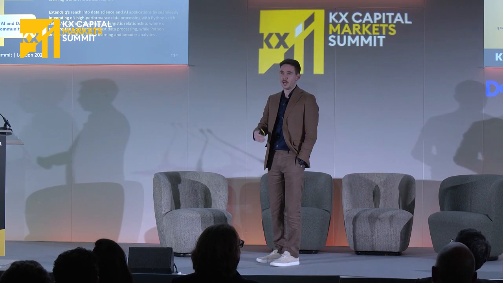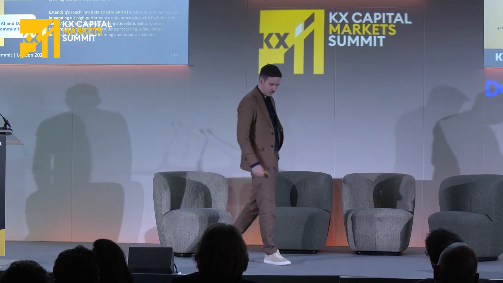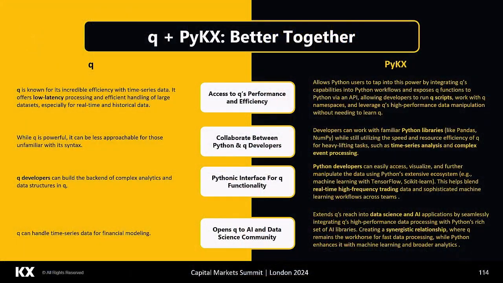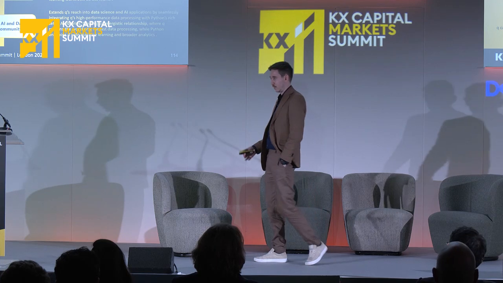As a Q developer, I can get access to the Python libraries that are available, and the reverse case holds for large organizations that have lots of Q. The Pythonic interface for Q functionality really does provide a lot of that. So Python developers can easily access, visualize, and manipulate the data using a Python API. They can integrate with TensorFlow and scikit-learn by converting the data to a relevant format that makes sense for them. But you're not constrained in how you develop. Users can build infrastructure and functionality that works for them in whatever shape their problem is.